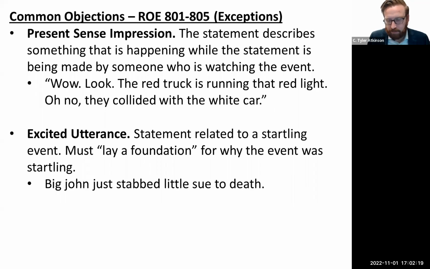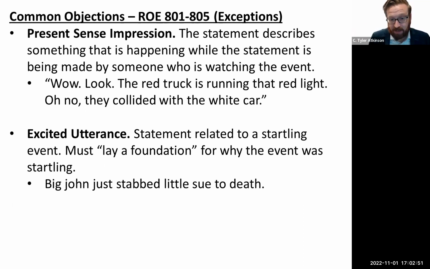Present sense impression. A lot of these we might not see on every single case, but we'll go through a couple of them. So a statement that describes something that is happening while the statement is being made by someone who is watching the event. Somebody says, "Wow, look, the red truck is running that red light. Oh no, they collided with the white car." Or, "Wow, look, it's raining outside." That's a present sense impression. It's something about an event, and I'm describing the event.